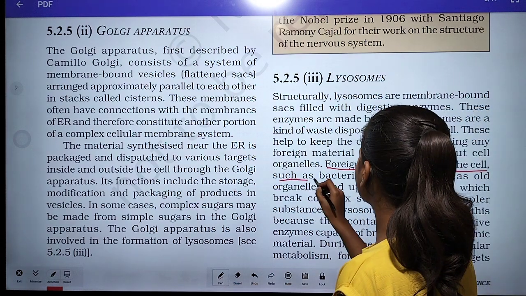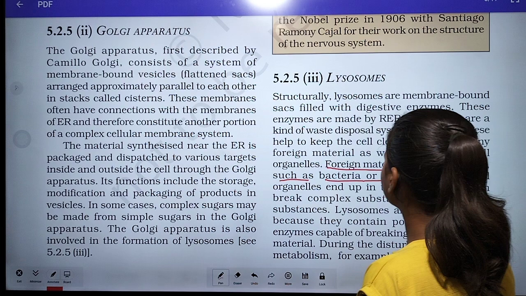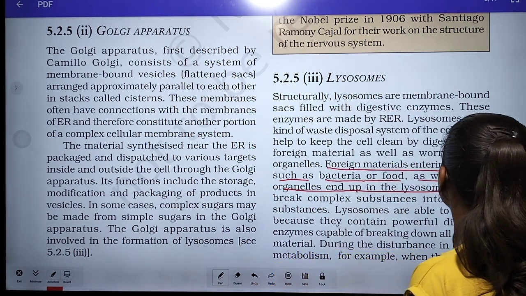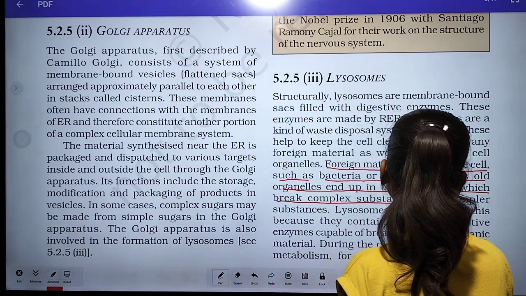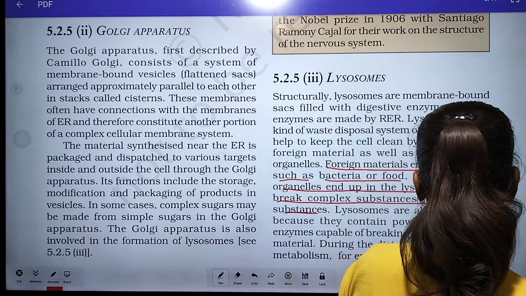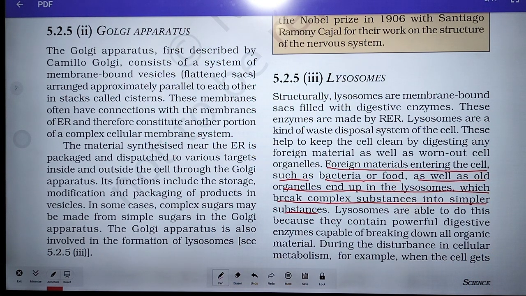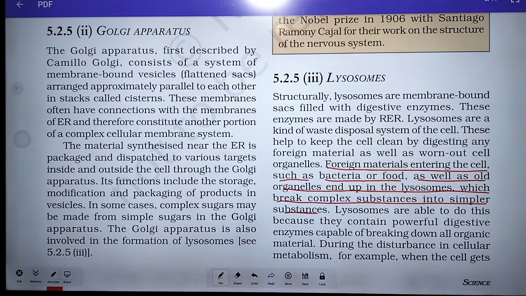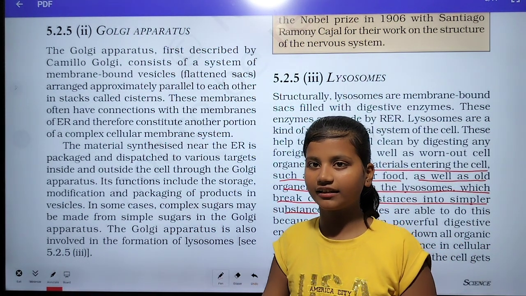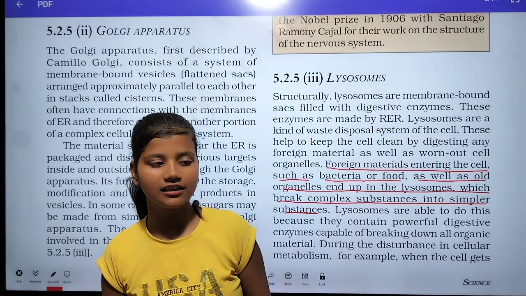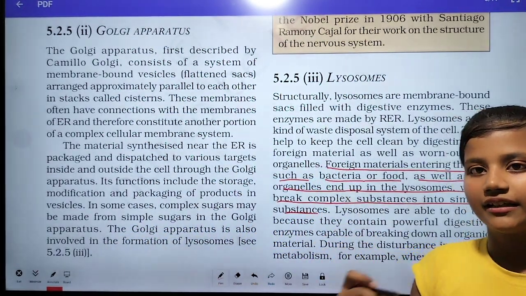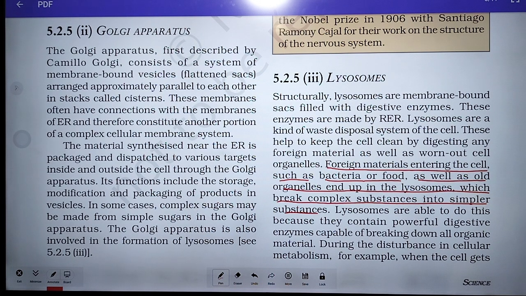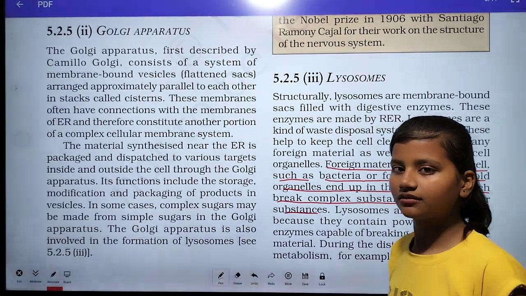Foreign materials entering the cell, such as bacteria or food, as well as old organelles, end up in the lysosome, which breaks complex substances into simpler substances. Lysosomes also take in old organelles of the cell to break complex substances into simpler substances to clean the cell.